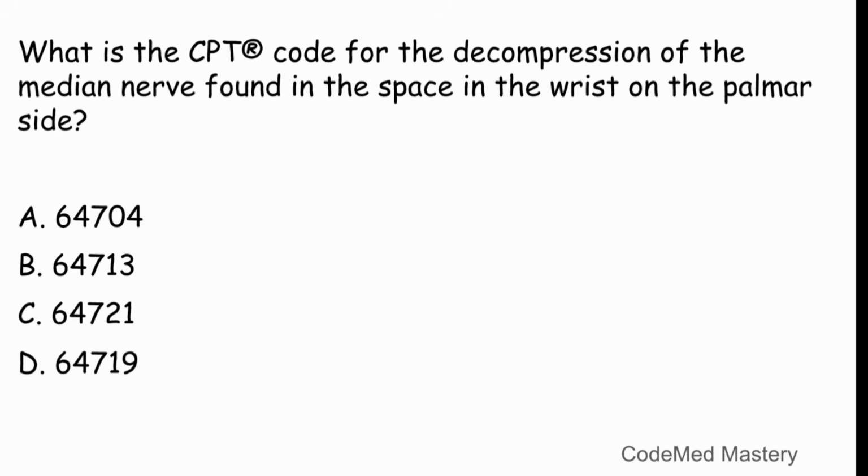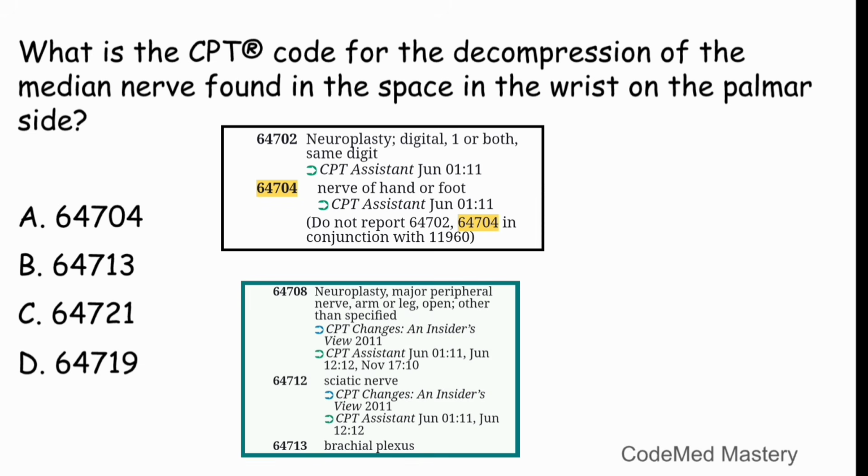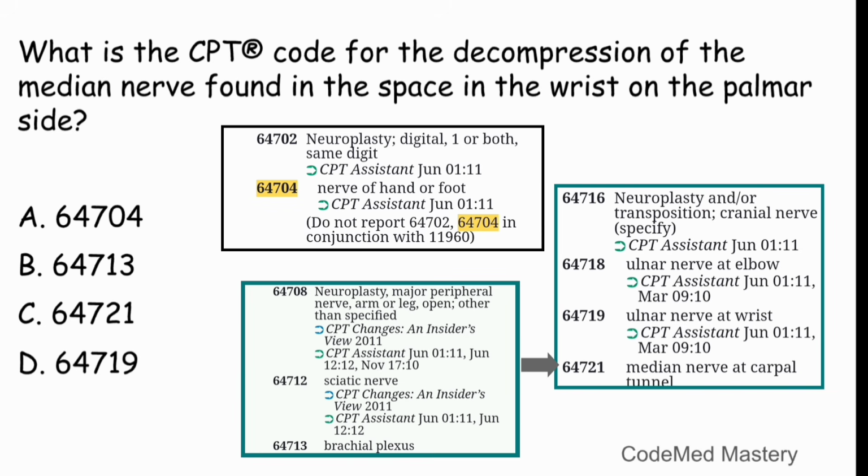Let us check the codes first. 64704 is for neuroplasty, nerve of hand or foot. And option B, 64713 is for neuroplasty, brachial plexus, and 64721 is for neuroplasty and transposition, median nerve at carpal tunnel, and 64719 is for neuroplasty or transposition, ulnar nerve at wrist.